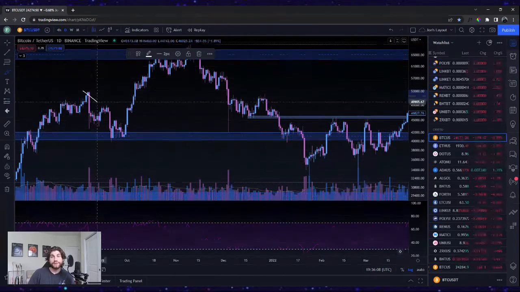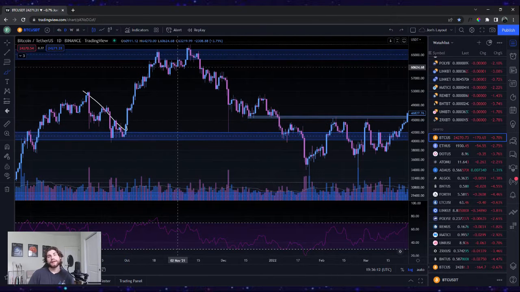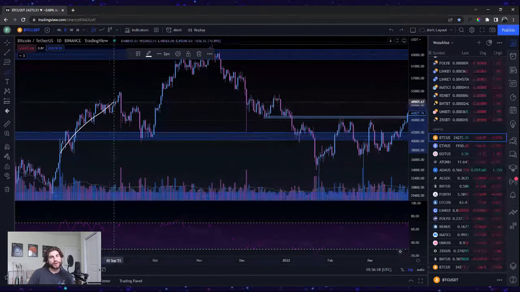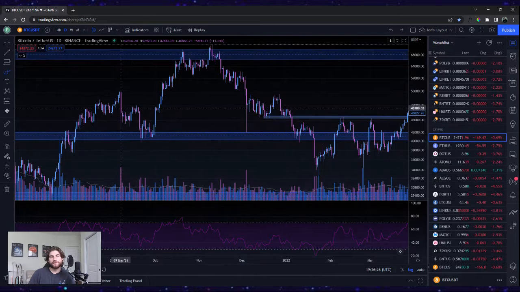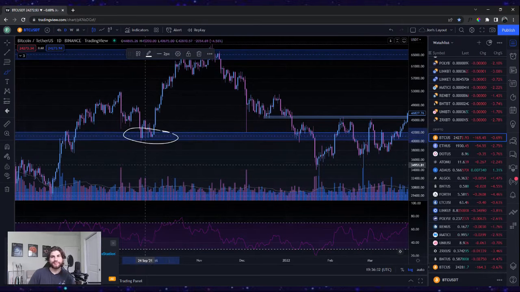And then what did we do? We tested the former resistance as support. And you see this a lot in technical analysis. It's one of the key things to look for. After you break over a key resistance level that you are struggling with, you generally look for a situation in which you come back down and test that level as support. And we beautifully tested it as support back then.